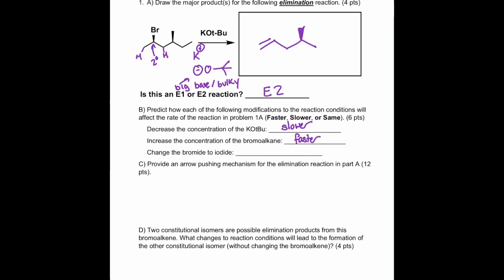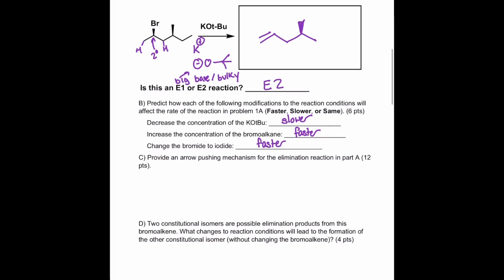And then if we were to change the bromine to iodide, what we know about our leaving groups is that iodide is a big group. So that means that it's more likely to leave. So that means that it is going to be faster because of this. Perfect. So now we move on to C. Let's actually provide an arrow pushing mechanism for how we got our product in part A.